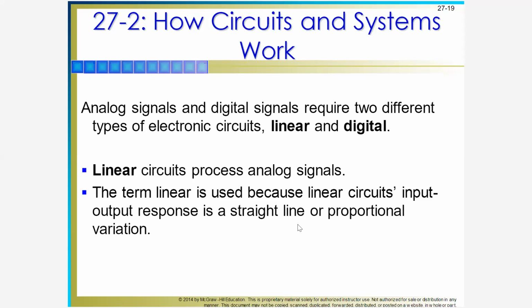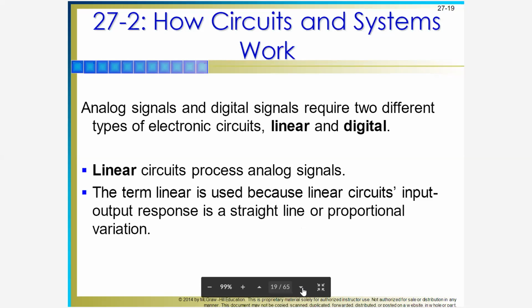For example, these are sine waves. For example, this amplitude is equal. If the signal increases, then the time also increases equally. For example, if the signal is 4, then the time is equal to 4. It means proportional variation. That is analog.